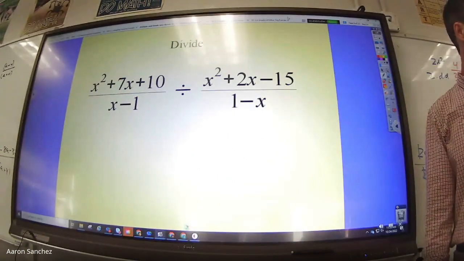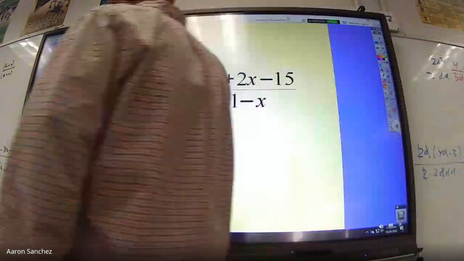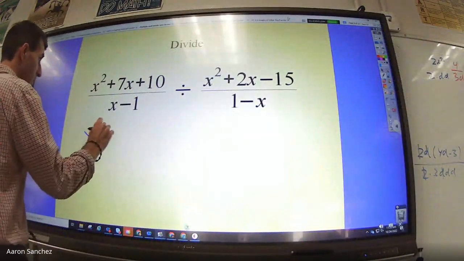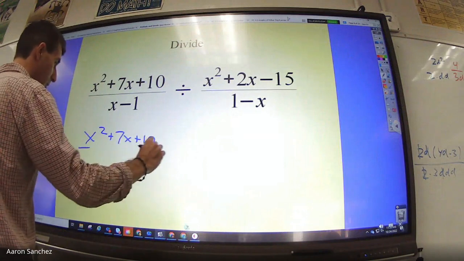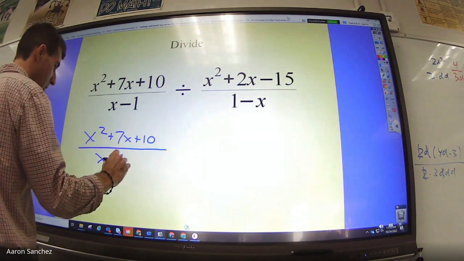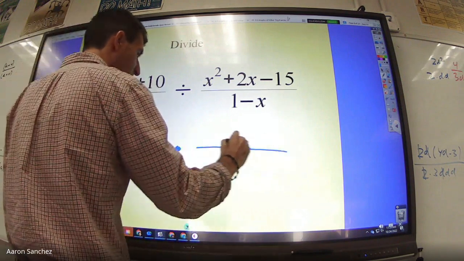Division. You guys remember how to do division? We copy x squared plus 7x plus 10 over x minus 1. I switch it, and then I flip it.